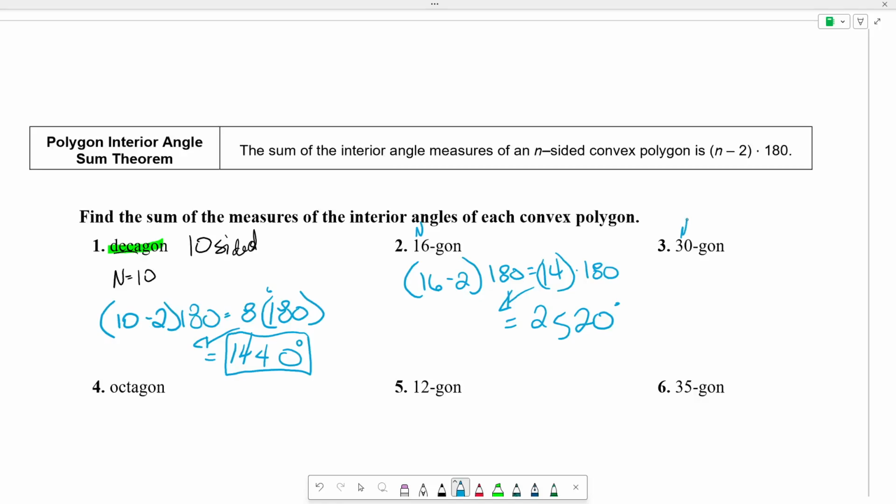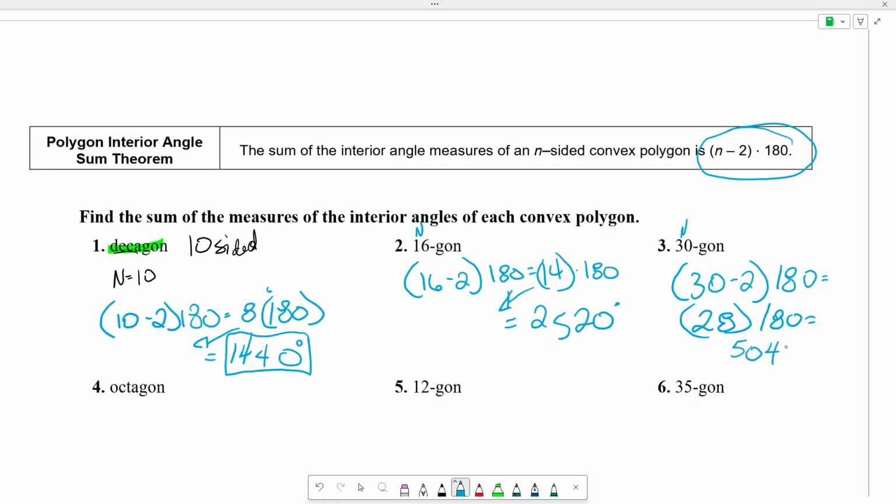A 30-sided polygon, same thing. This is my n. So I'm going to use this formula over and over: 30 minus 2 times 180, which gives me 28 times 180. I punch that into my calculator, and I get that it is 5,040 degrees.